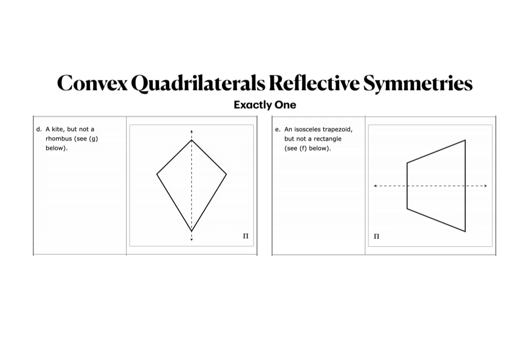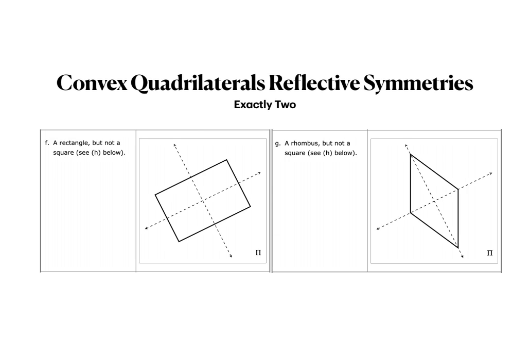In the next category, we have quadrilaterals with exactly one line of reflective symmetry. Those quadrilaterals are a kite but not a rhombus, which has one line of reflective symmetry. An isosceles trapezoid but not a rectangle has one line of reflective symmetry. Some quadrilaterals have exactly two lines of reflective symmetry. Those are a rectangle but not a square, which has exactly two, here and here. A rhombus but not a square has exactly two, here and here.